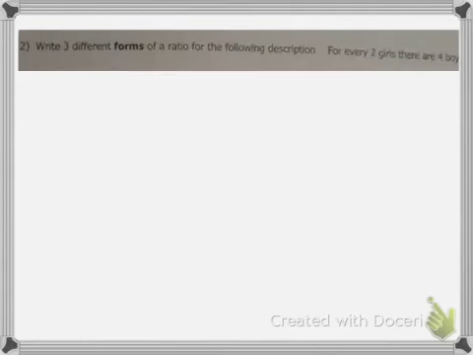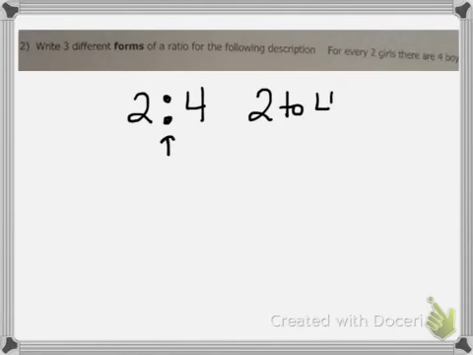Number 2, write 3 different forms of a ratio for the following description. For every 2 girls, there are 4 boys. So we're going to keep that order. 2 girls for every 4 boys. We can use the colon to separate the 2 numbers. We can use the word to to separate the 2 numbers, 2 to 4. Or we can write it as a fraction where the first number 2 comes on top in the numerator and the second number 4 goes in the denominator. So those are the 3 forms of ratios.